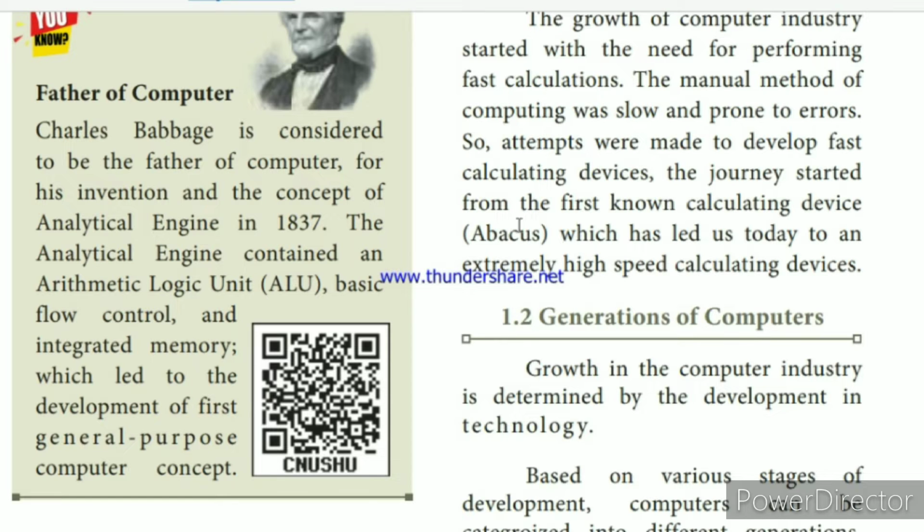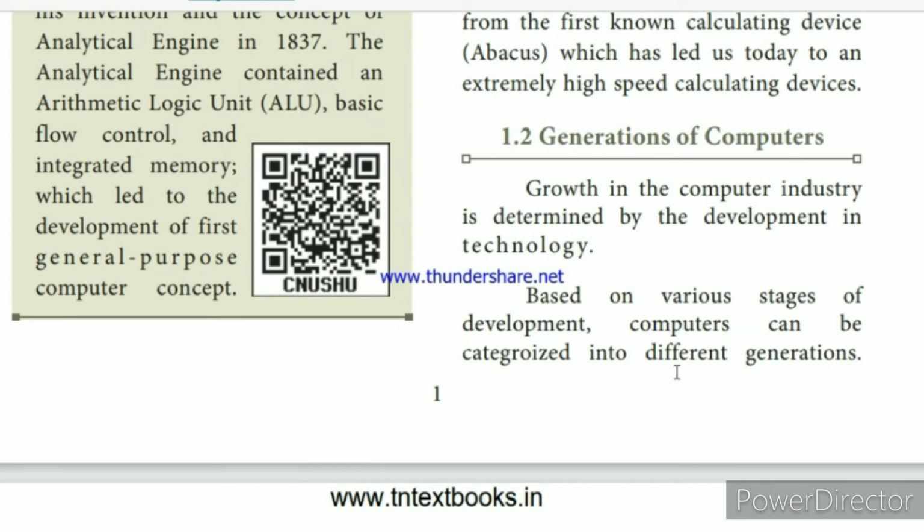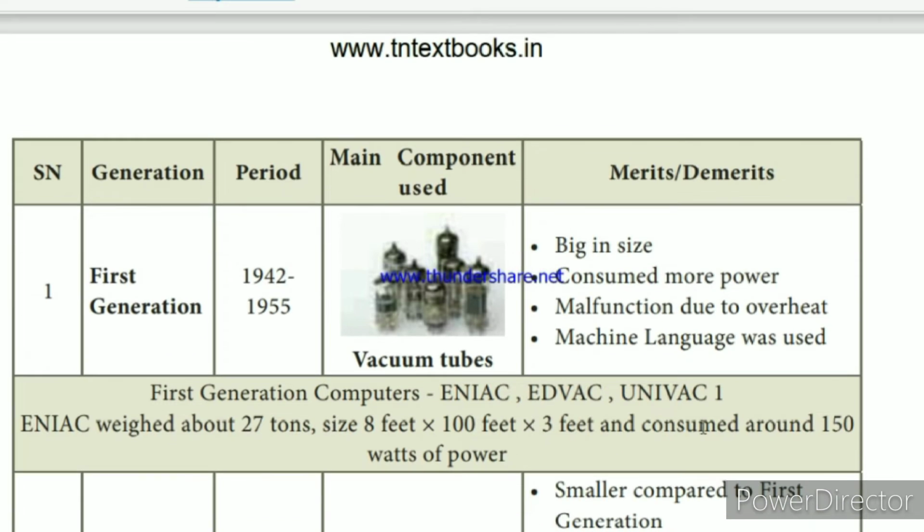The computer invention journey started from the first known calculating device, the abacus. Okay, let's move on to the topic, generation of the computer. Here we have split the generation of the computer into 6 different generations. The first generation, period 1942 to 1955: vacuum tubes used as the main component, big in size, consumed more power, malfunctions due to overheating, machine language used. These are all the merits and demerits of the first generation computer.